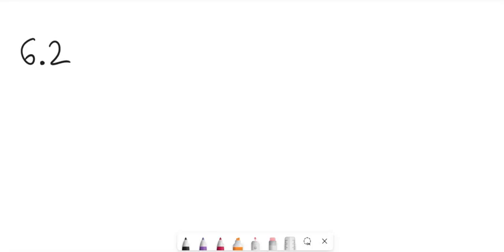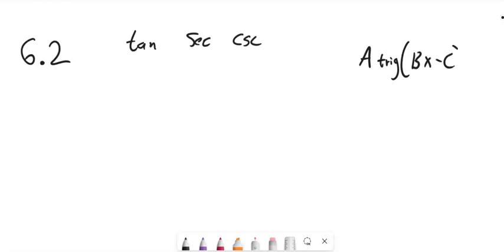This is Math 142. We're going to look at section 6.2, which covers the graphs of tangent, secant, and cosecant. So let's take a peek at those and see if we can't make some sense out of them. I hope you remember from last time we had A times some trig function, with sine or cosine before. And then sometimes it was written Bx minus C plus D, and each of these had a role.